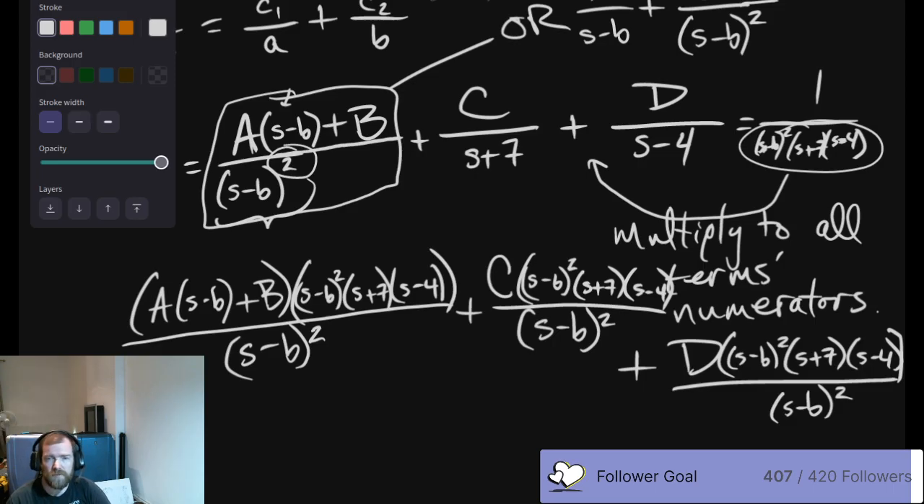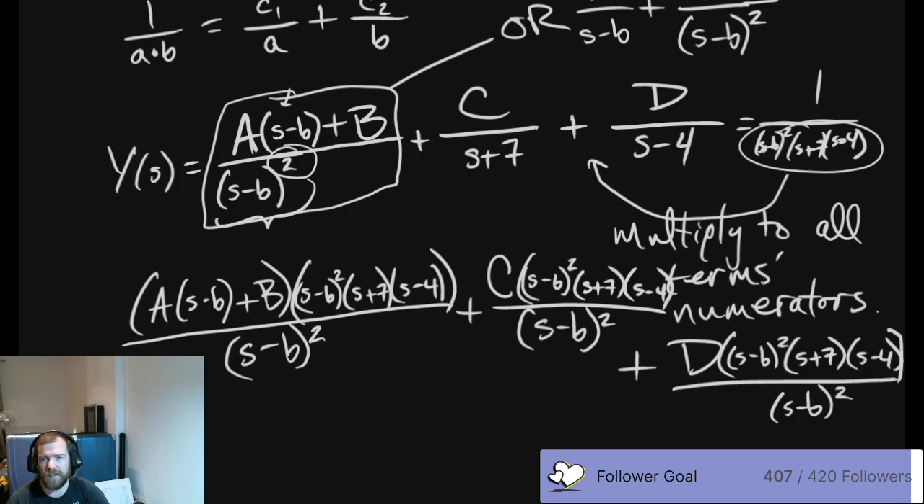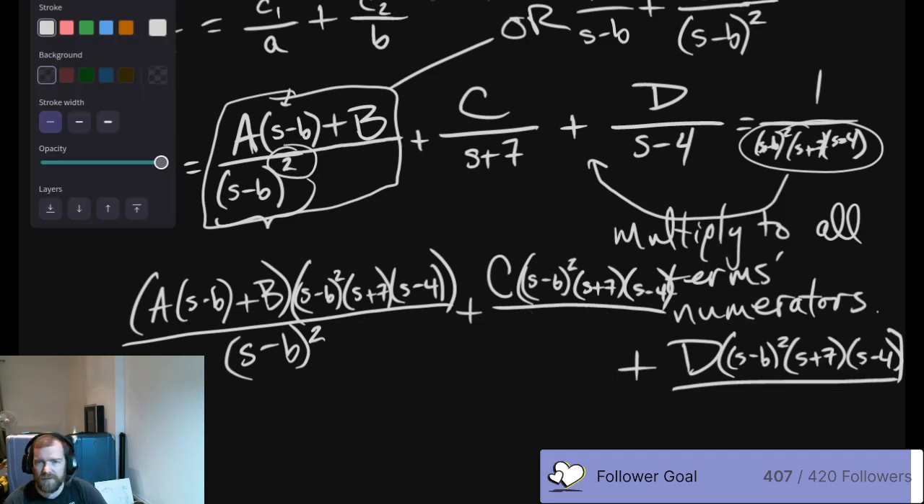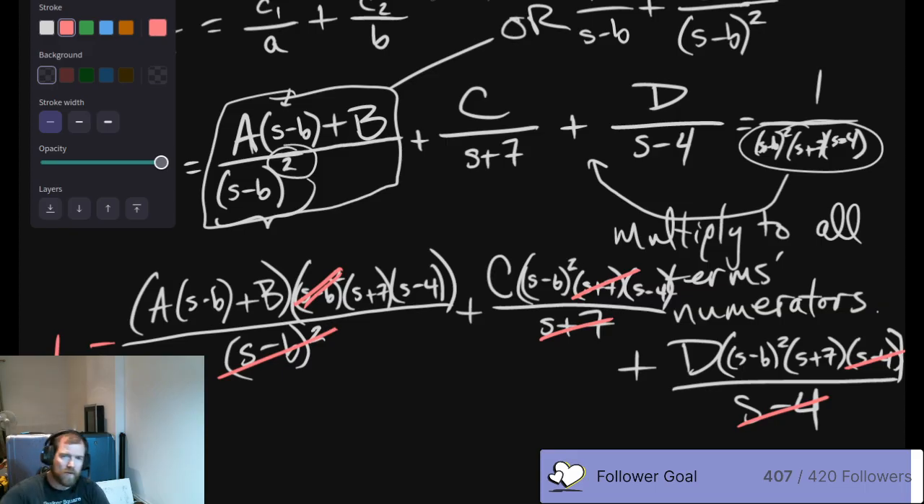Okay, all terms are going... No, that's not s minus b squared. Denominators are different. So under c we have s plus 7, and under d we have s minus 4. Glad I caught that. Okay, so then individual terms end up dividing out from our common multiple, which we multiplied all the way across. And all of that is equal to just 1 on the right hand side, which now I'm moving over to the left.